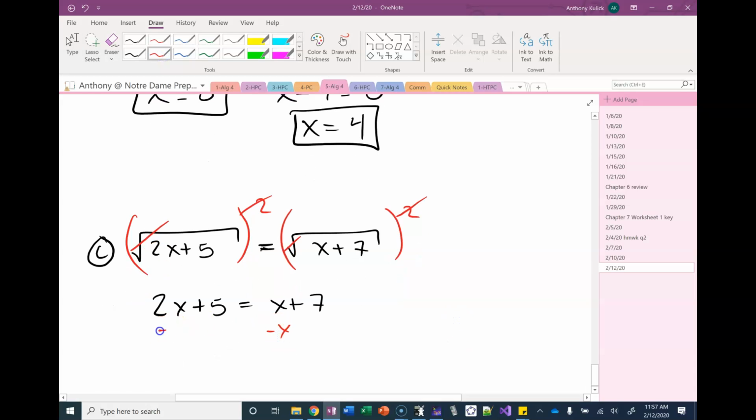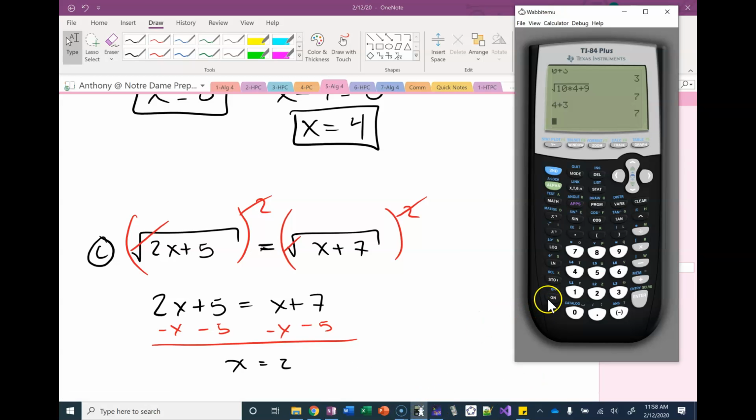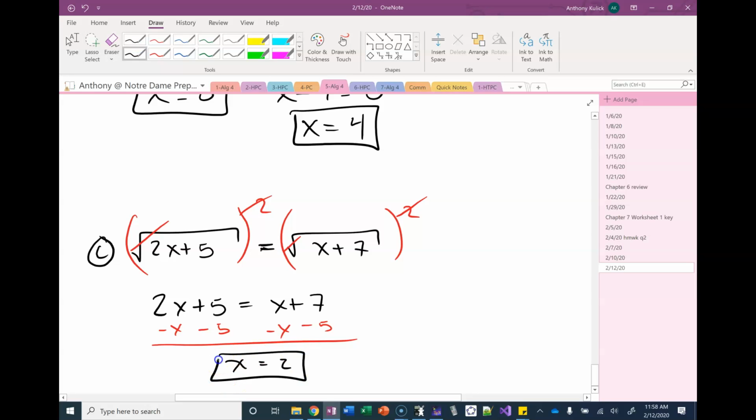So we'll just subtract x from both sides and then subtract 5 from both sides to give us x equals 2. Am I done? Good. Since it's an even root, we still need to check. So 2 times 2 plus 5. And then 2 plus 7. Since both of those gave me 3, I know that works, and we're done.